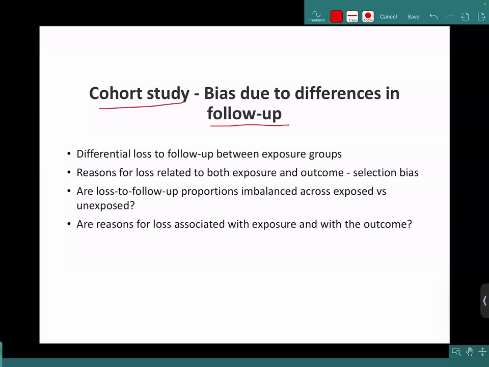...are comparing, and if it is associated with outcomes, it is going to lead to bias. So there is differential loss to follow up. It is different in the two comparison groups, and the reasons for loss to follow up are associated with exposure and outcome. If these criteria are met, there is going to be selection bias.